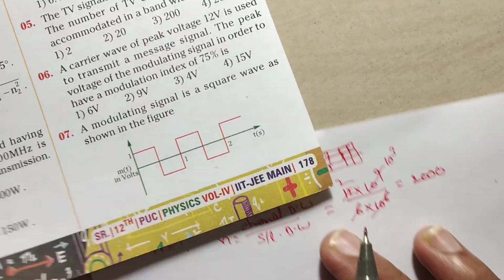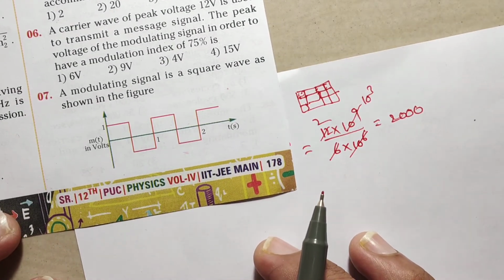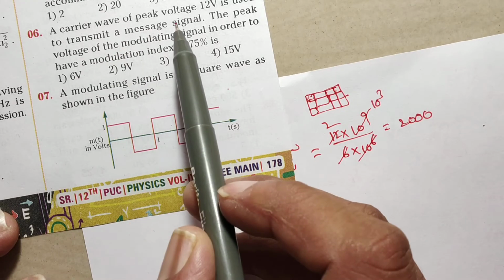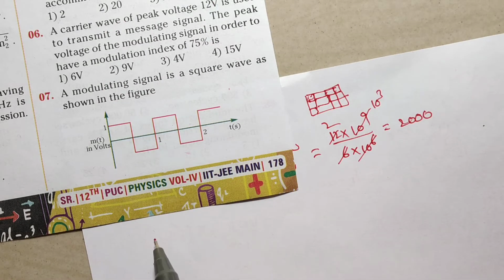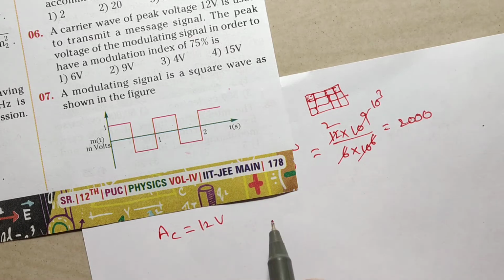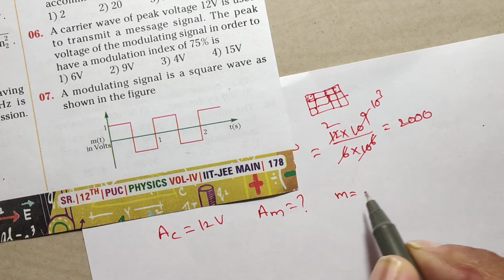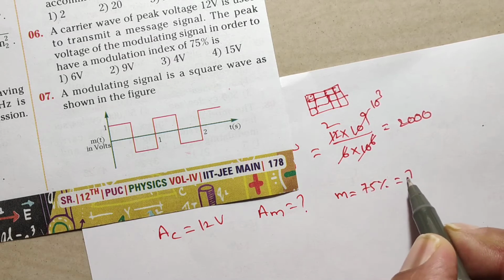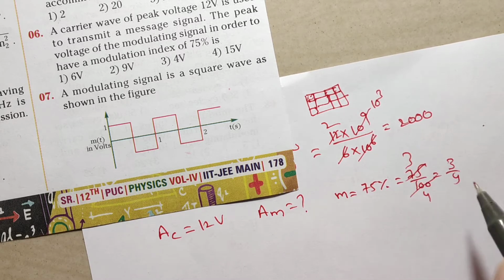Now the sixth question. A carrier wave of peak voltage 12 volts, carrier peak voltage, that means the AC voltage they have given is 12 volts. The peak voltage of the modulating signal, that means the message signal peak voltage, what is the value? If the modulation index is 75%, that means the M value, modulation index, is 75 by 100, which is 3 by 4.